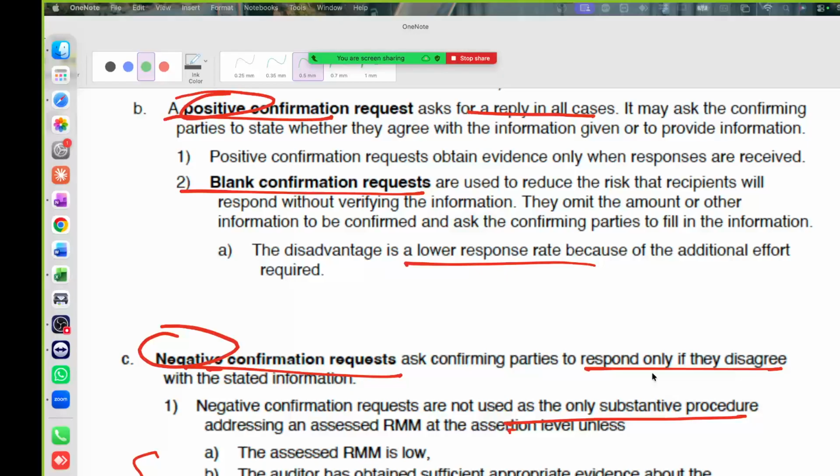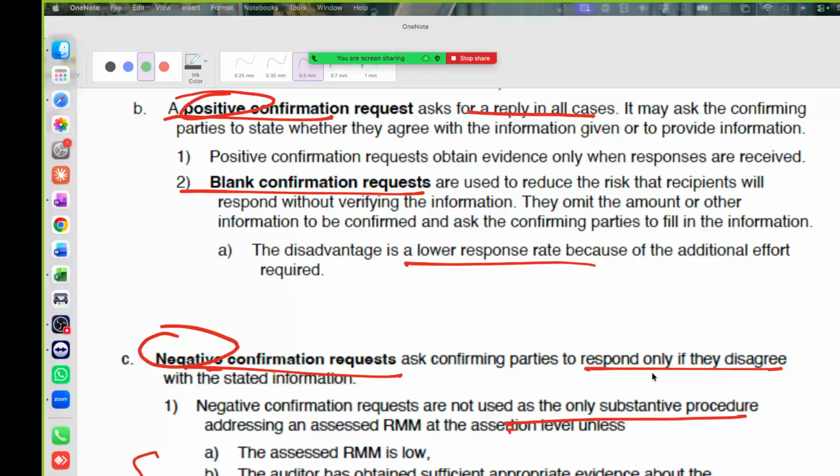Positive confirmation is mainly whether the customer or banker agrees to the balance, agrees to the given information, and also you ask them to provide more information, like their own reconciliation. So the party who gives confirmation has to print all those things and then submit that.